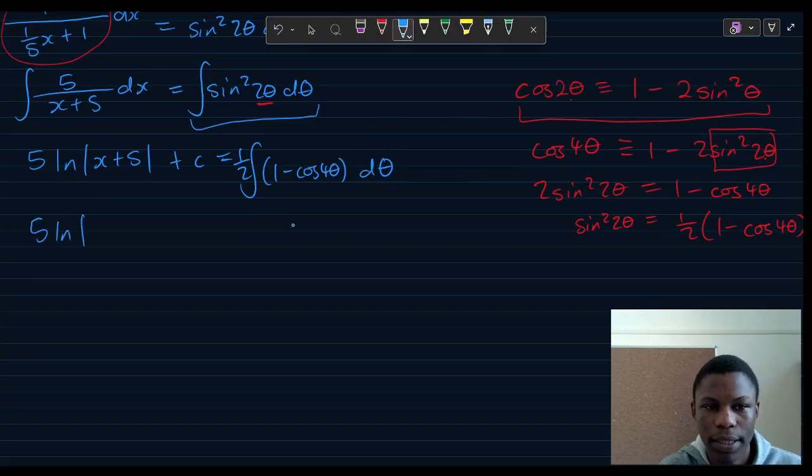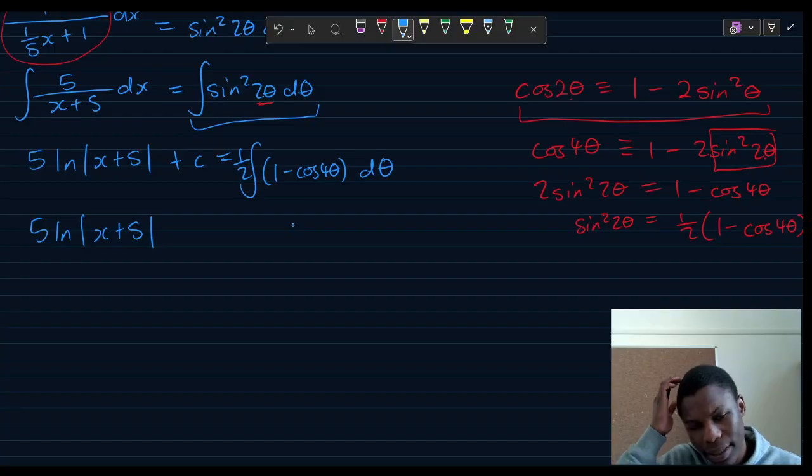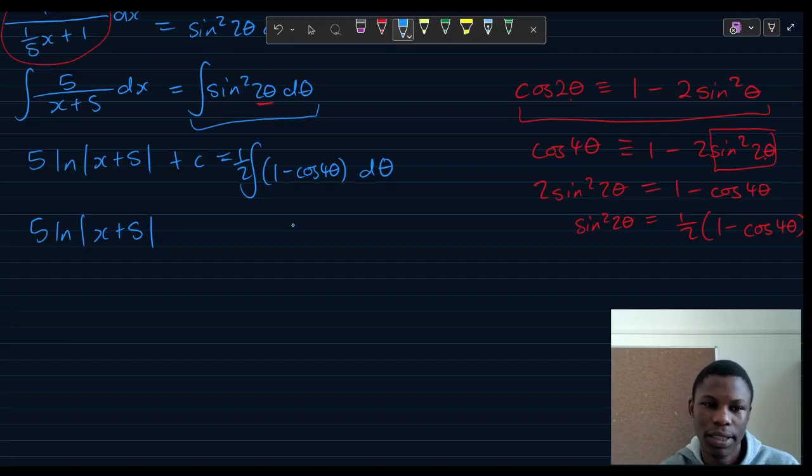So I've got 5 ln modulus of x plus 5. And the reason I've got a modulus sign there, I don't think Cambridge will be too fussy about it, but remember that your logarithmic functions can only take positive values. So if x plus 5 ends up being negative, then that's going to be problematic. So that's why I've put in a modulus function there, or an absolute value function, to always make sure that the input we're putting into our natural logarithm is always positive. But if that doesn't make sense, don't worry too much about it.